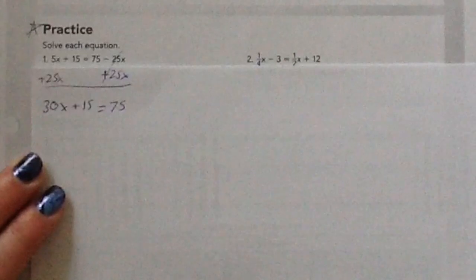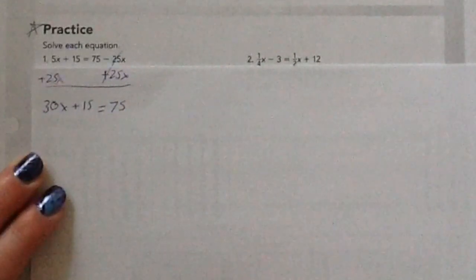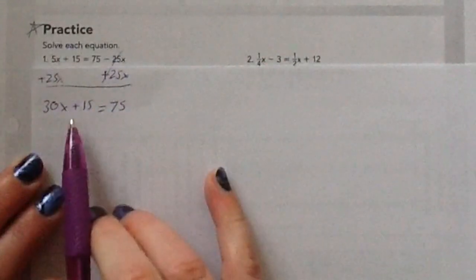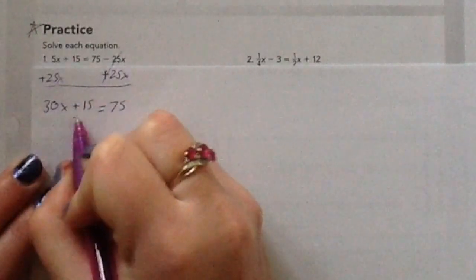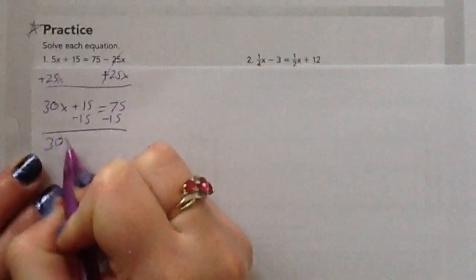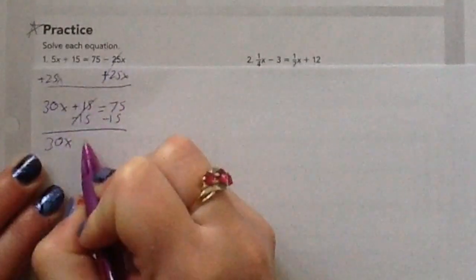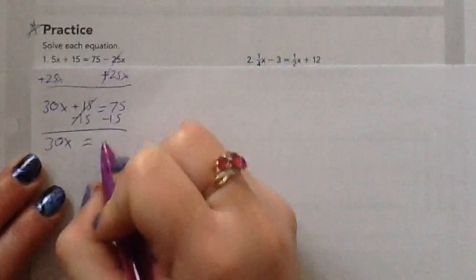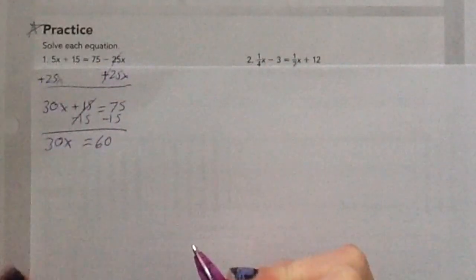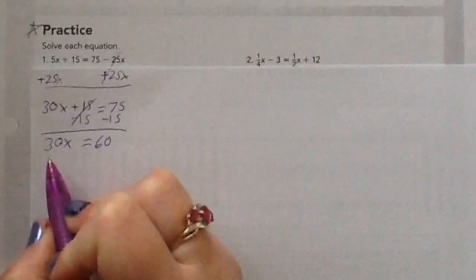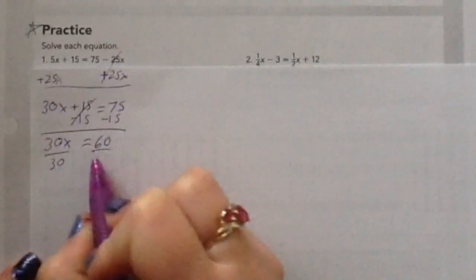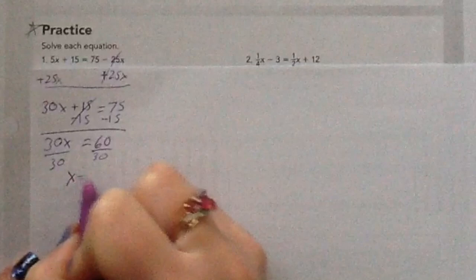So now it looks like your standard two-step equation. We have the 30 multiplying and the 15 adding. We get rid of addition and subtraction first. So we'll subtract that 15. So we still have 30x over here, and now we have 60. Some of you can already tell what x is going to be, but let's go through the steps. So 30 is multiplying by x. We'll need to divide. So x is 2.